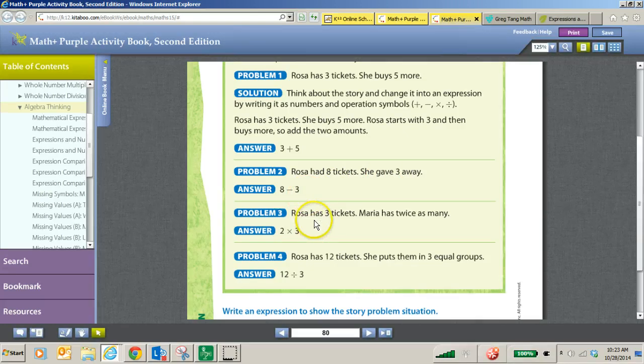We can also turn that same type of thing into a multiplication sentence. Rosa has 3 tickets. Maria has twice as many. So we have 2 times 3, or division. Rosa has 12 tickets. She puts them in 3 equal groups so that she divides them out.